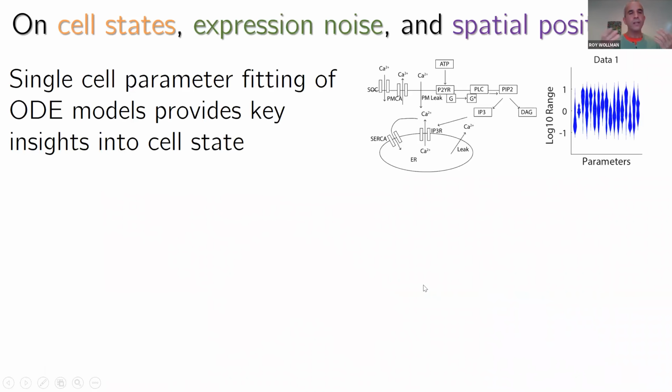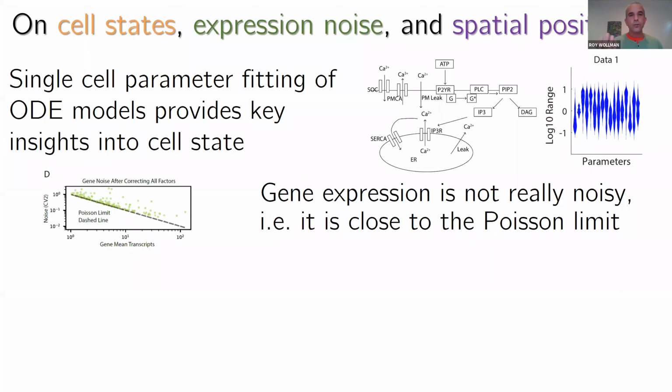Okay, so trying to wrap up, the first story I told you was about trying to think of a mechanistic view, another mechanistic prism where we can look at the cell state space and variability among cells through the lens of a specific kinetic model, of single cell parameter fitting. I also showed you some data arguing that gene expression is really not that noisy, at least in this system. It's pretty close to the Poisson limit. If we account for a shared component of variance between things, the gene-specific component is very close to its Poisson limit.